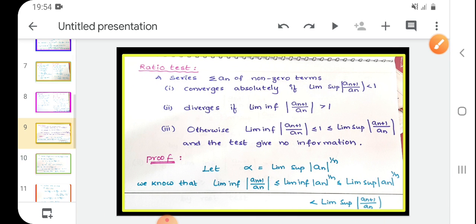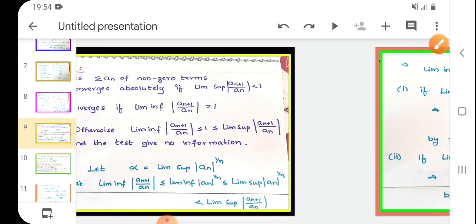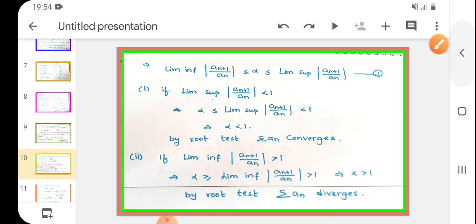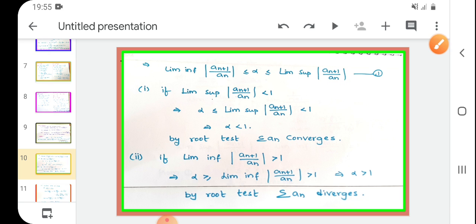First condition. What is the first condition? If the limit supremum of a_{n+1}/a_n is less than 1, what do we have to show here? That it converges. If the limit supremum of a_{n+1}/a_n is less than 1, we have to show it is convergent. So I take the limit supremum of a_{n+1}/a_n less than 1. That implies from equation 1, alpha is less than or equal to something less than 1. So I get alpha less than 1. Is it clear or not?